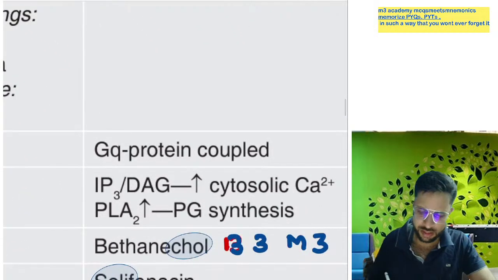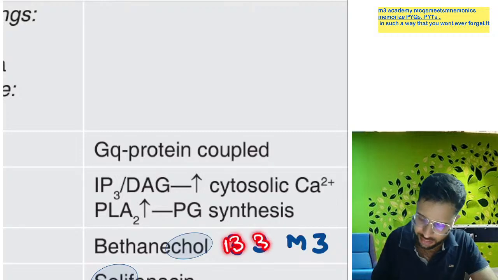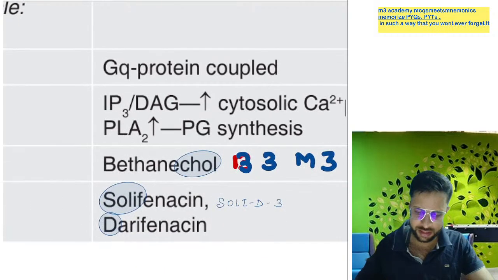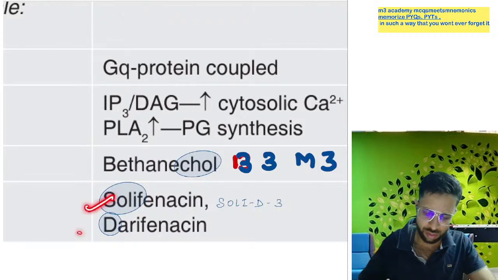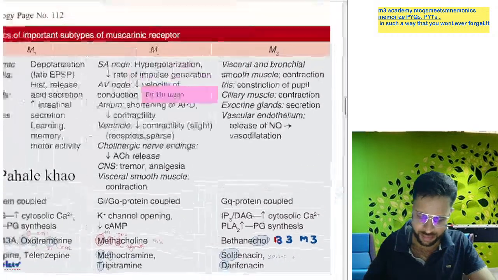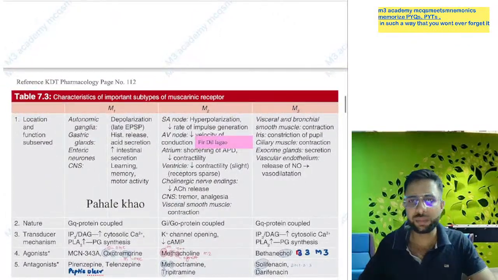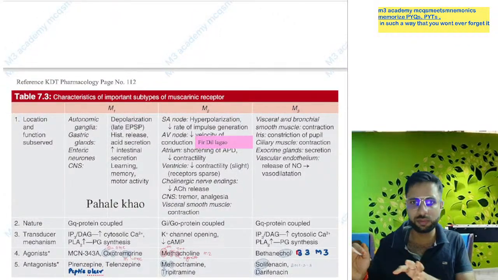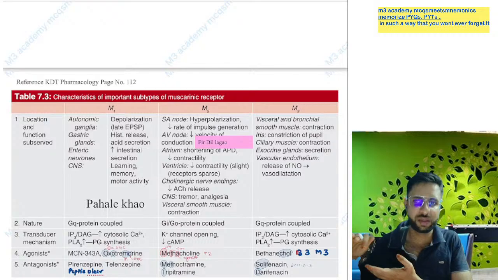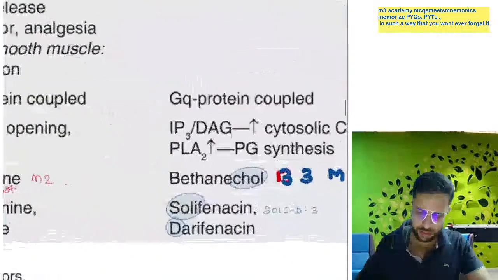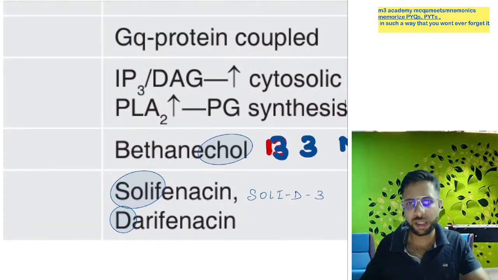Now, next is the M3 receptor. The M3 receptor agonist is bethanechol. So in bethanechol, when you write the B, you can easily find the three. So bethanechol is the M3 receptor agonist, and the antagonists are solifenacin and darifenacin. Bethanechol, "betha", looks like bathroom. Bathroom means it increases urinary frequency, so it is used in retention of urine, and the antagonist is used in overactive bladder. Just do the opposite.